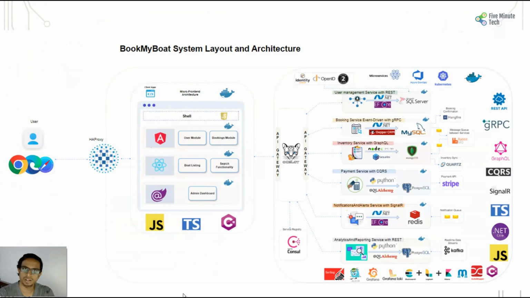In this implementation, we have taken the use case of a board booking system, and this is the architecture which we are referring to. We will be talking about all these communications which happen between different services, which you are seeing as a dotted line, and what are the patterns that can be used to communicate between different services.